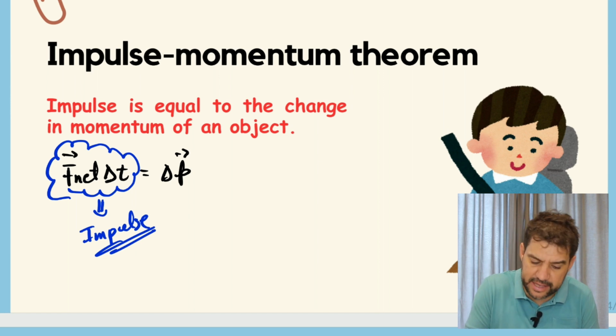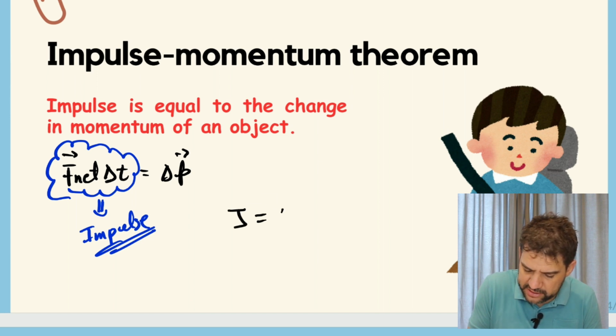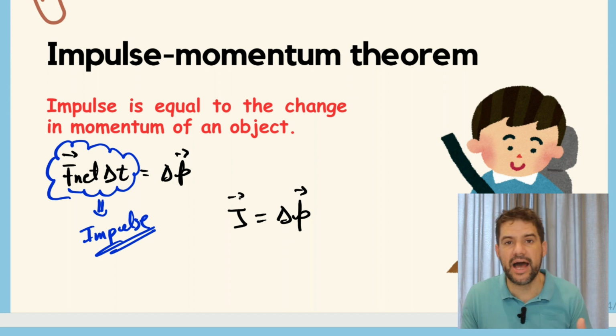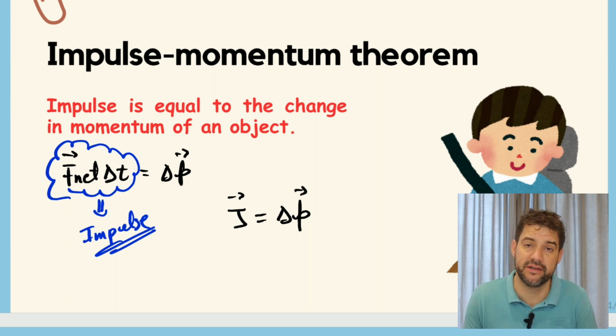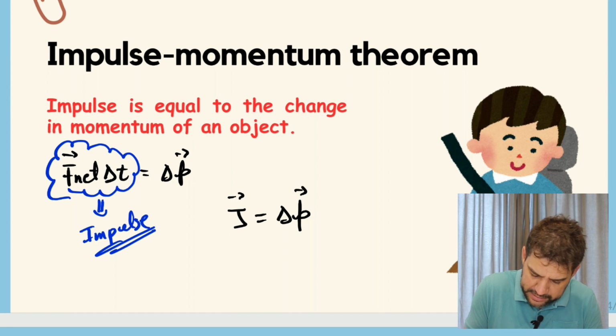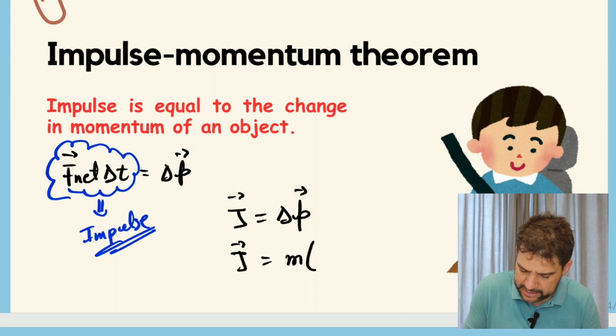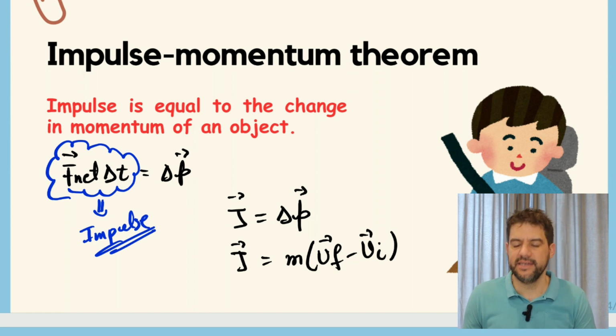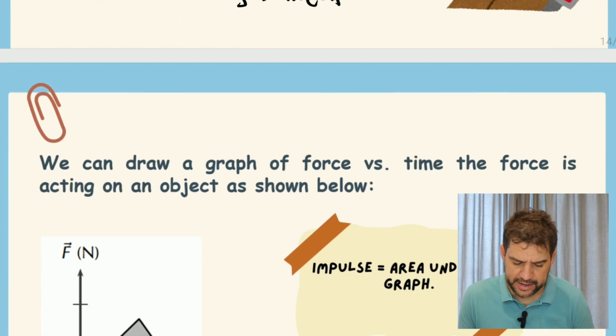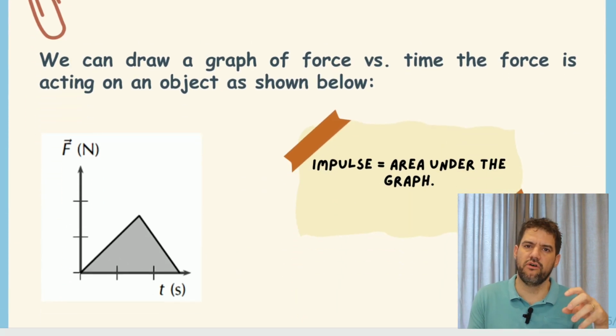We can see that impulse, and I am going to use the symbol, impulse is equal to change in momentum. In other words, if you want to calculate the impulse of a force, you just have to calculate the change in momentum caused by that specific force. So impulse is equal to, if you want to substitute, the product of mass, bracket final velocity minus initial velocity. Guys, this is what we call the impulse momentum theorem. It's quite simple.